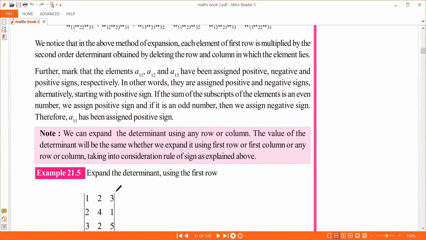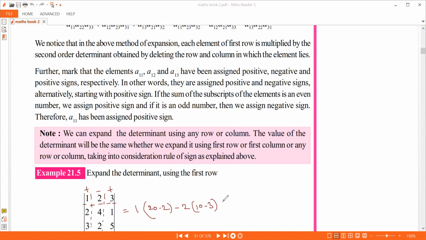So here we have to expand this determinant. Let us see what we have to do. Put plus, minus, plus. So first 1 into, close the row and column where 1 is there: 4 times 5 is 20, 20 minus 2 is 18. That is the first part. Minus 2 into, close it: 2 times 5 is 10, 10 minus 3.